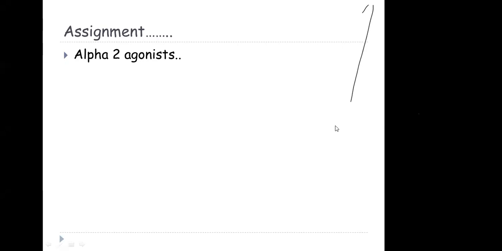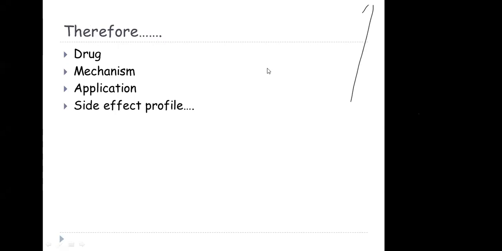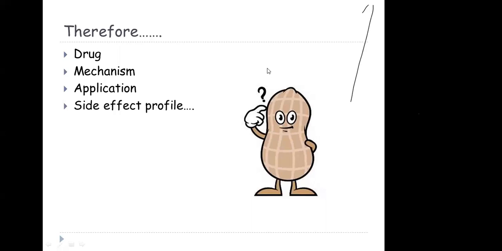Any other questions? If you don't have any other questions, we should be good to go. So you'll do the alpha 2 agonists, but for any drug, as we conclude, get the drug, know where it acts, its mechanism of action, where it can be applied, and then the side effect profile. Then you scratch your head in that direction. Okay. If you don't have any other questions, that's it for me.